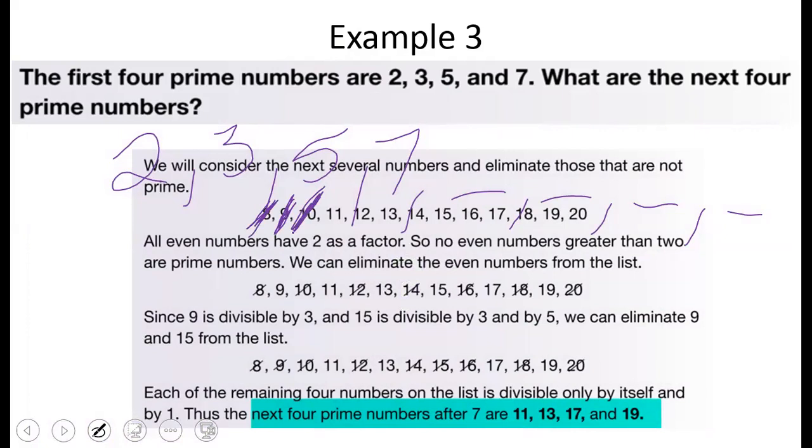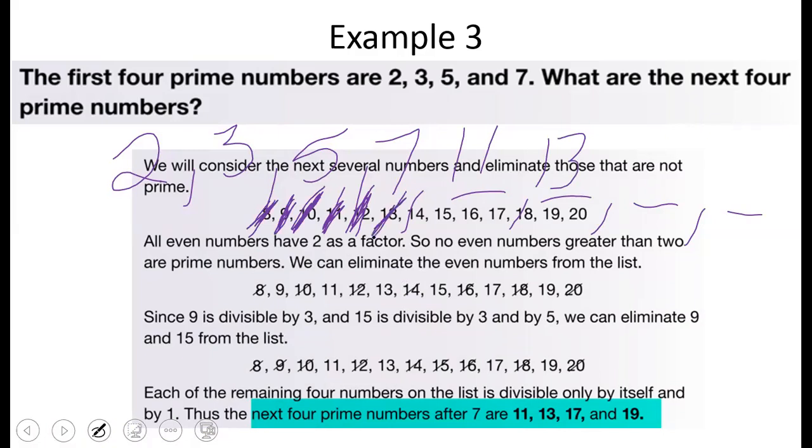But what will go into 11 besides 11? Nothing. So 11 is a prime number. That would be our next prime number right here, 11. We go to 12. Well, we know 6 and 2 go into 12, and 3 and 4 go into 12, so that's composite. 13. What will go into 13 besides 13? Nothing. So 13 is our next prime number.